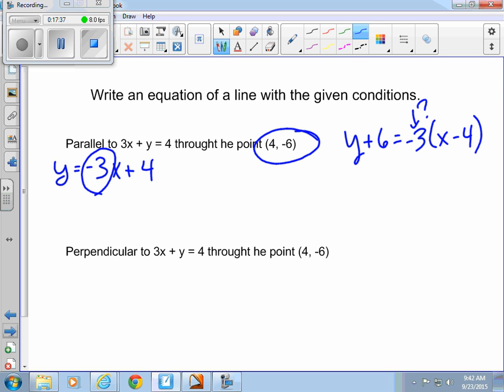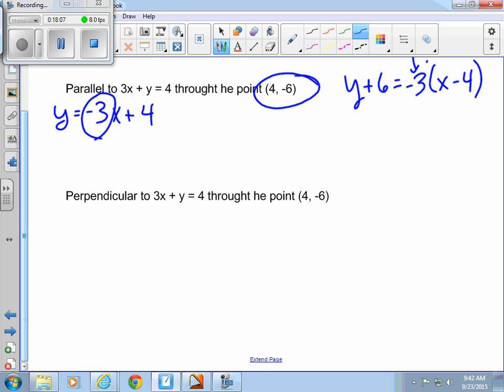If you're on the ACT and the answers are in slope-intercept form, what do you do? What do I do if I need it in slope-intercept form? Just get y by itself. Distribute the negative 3, subtract the 6 over. If I need it in slope-intercept form, that's how I'll do it. If it doesn't ask you to, then leave it like that.